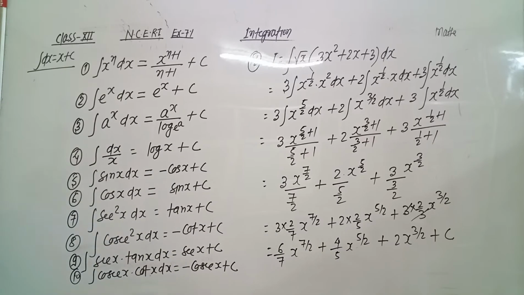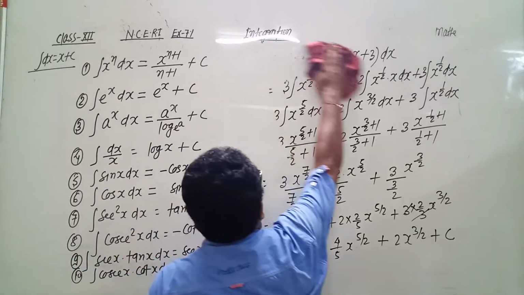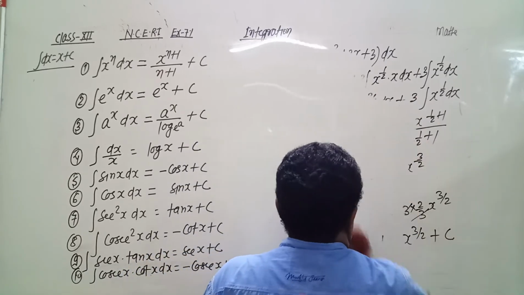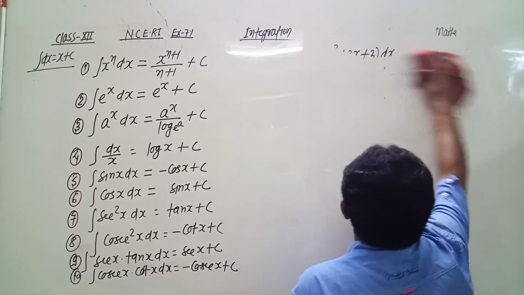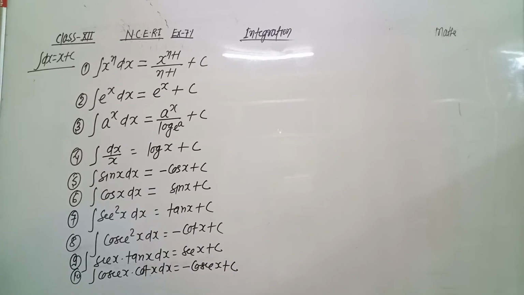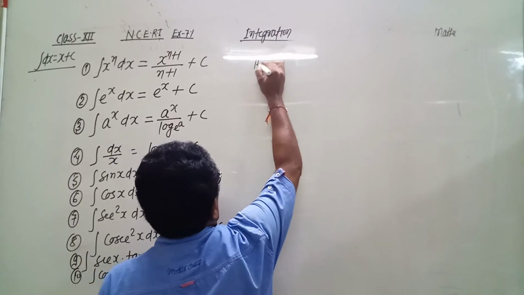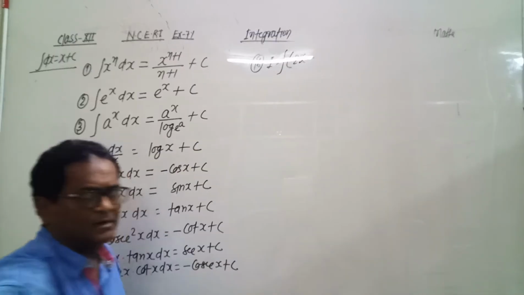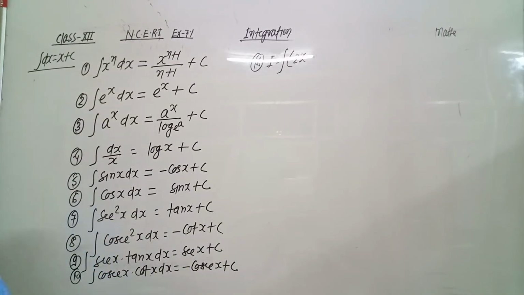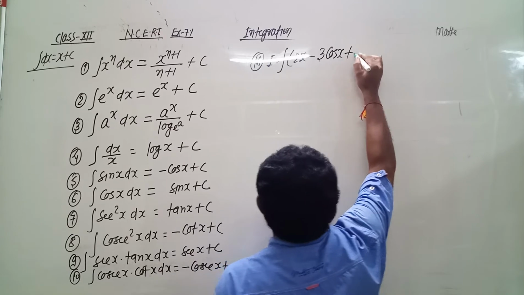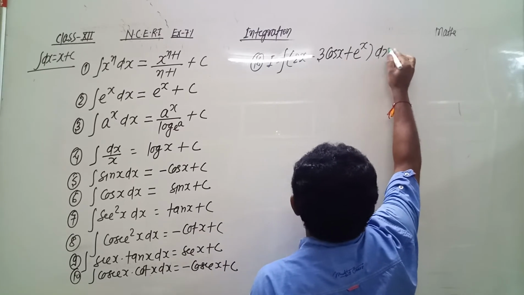Now question number 16. I equals integration of (2x minus 3 cos x plus e raised to the power x) dx.